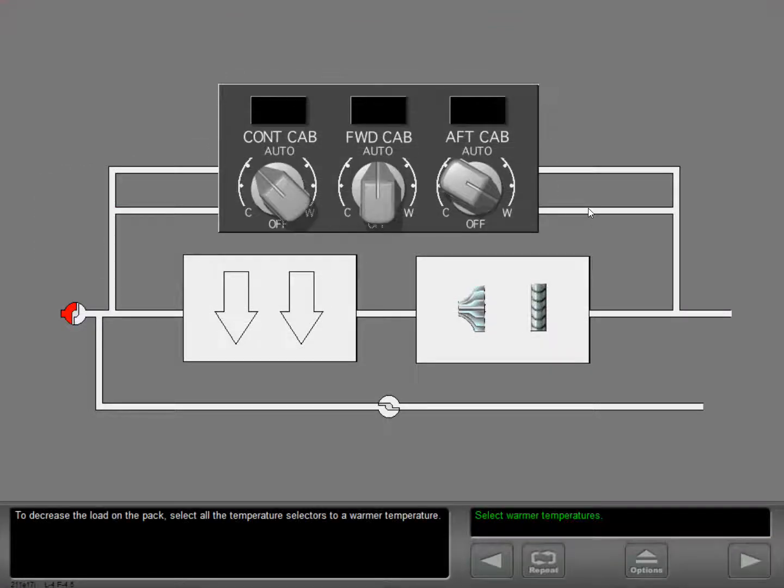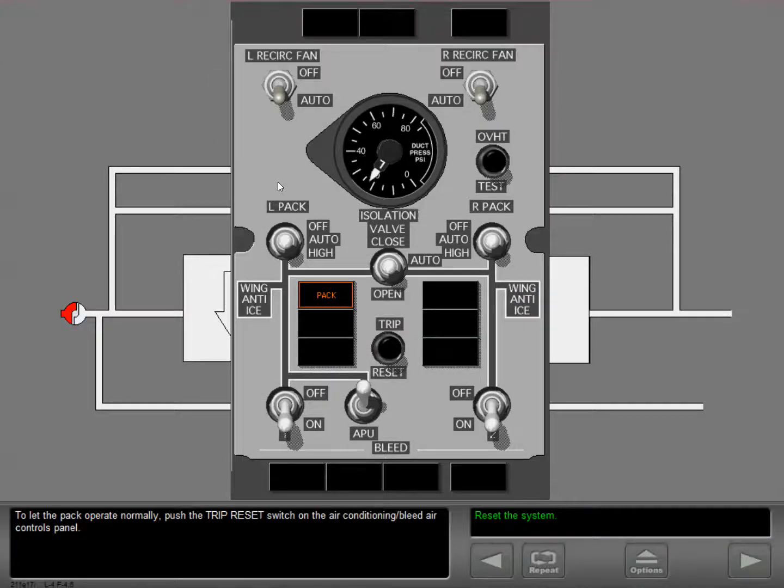To decrease the load on the pack, select all the temperature selectors to a warmer temperature. Continue. To let the pack operate normally, push the trip reset switch on the air conditioning bleed air controls panel.